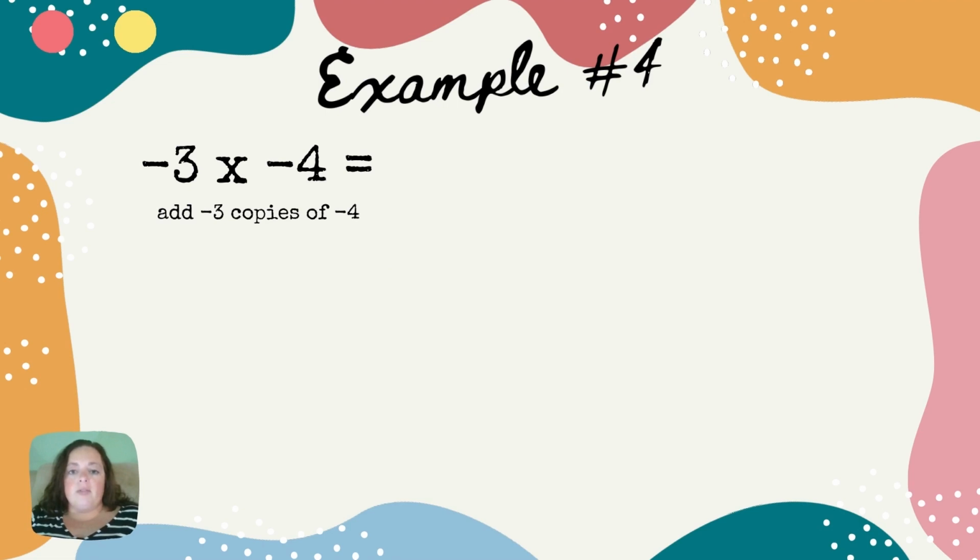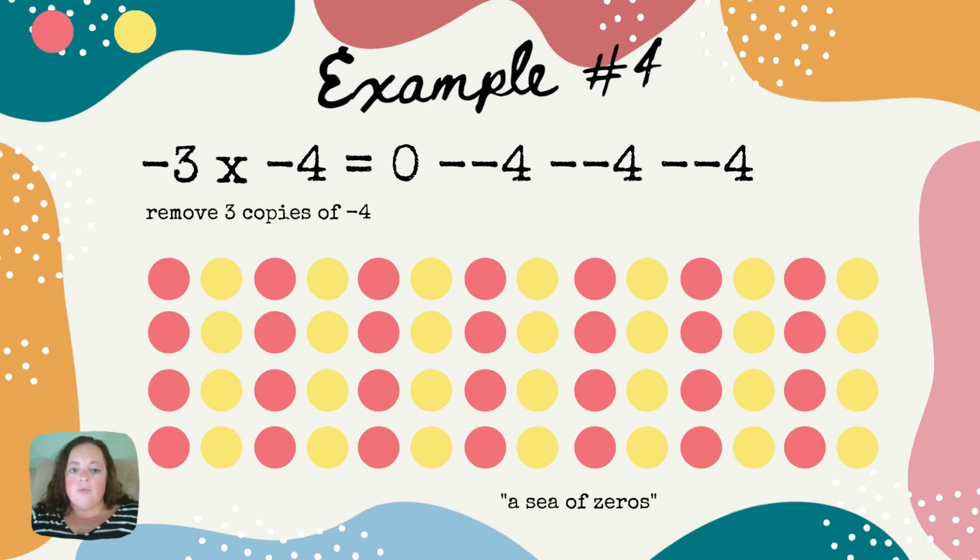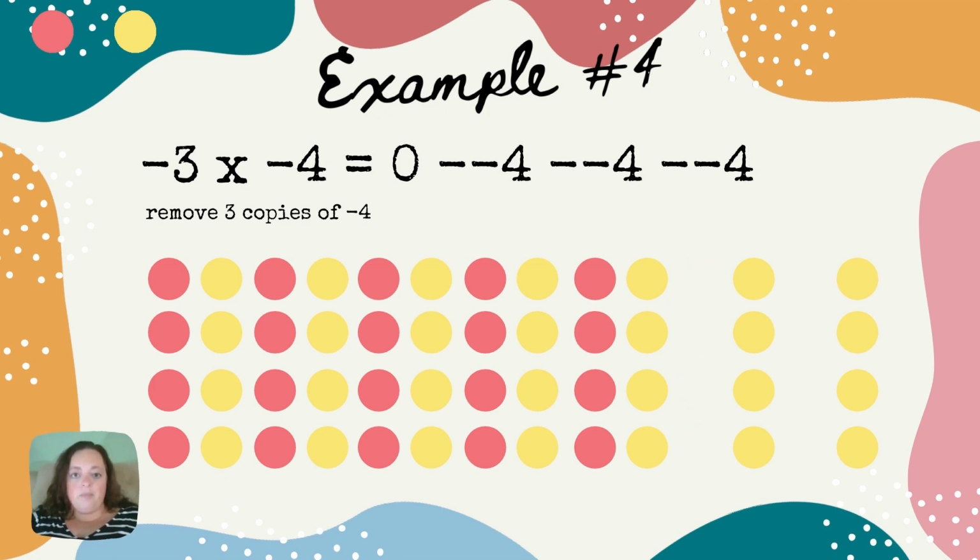Example number 4, negative 3 times negative 4. So this means we're going to add negative 3 copies of negative 4. That's a lot of negatives. So let's change that to remove 3 copies of negative 4. We can write that out as minus negative 4, minus negative 4, minus negative 4. Then we need to start with 0, so we will put out our sea of zeros. And then we can start removing negative 4 each time. There's one group of negative 4, and a second group, and then the third group of negative 4.